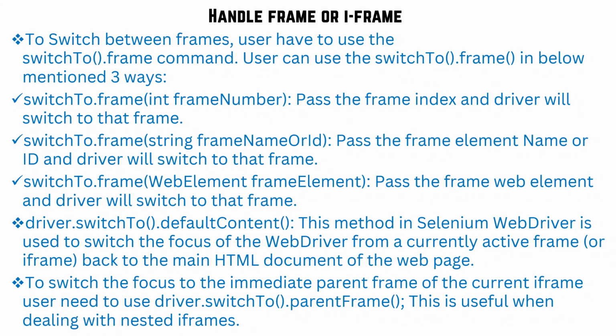But suppose I already handled the outer frame, I came to the inner frame, and then I want to go back to the outer frame. So what do I need to do? I need to use driver.switchTo().defaultContent... sorry, parentFrame. So that is the way from the child frame I can go to the parent frame. To switch the focus to the immediate parent frame of the current frame, the user needs to use driver.switchTo().parentFrame(). This is useful when dealing with nested frames.